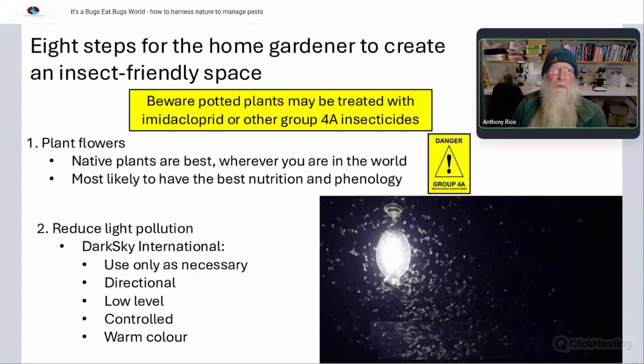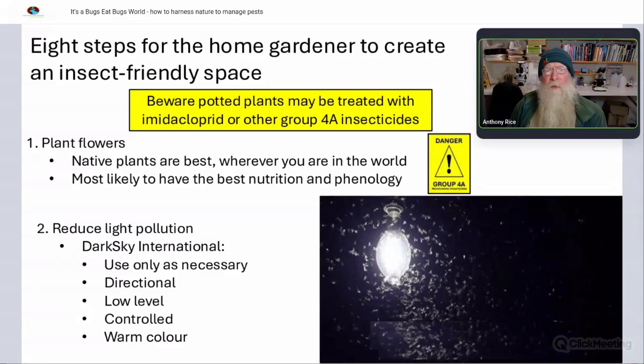Native plants are best. And the reason they're best is because they're more likely to have the right nutrition at the right time. Planting flowers that insects are going to, unless you've got the timing right, can be a little bit less helpful. Not less than helpful, but less helpful. So stick with natives, things that are native to the region that you are planting the flowers in.